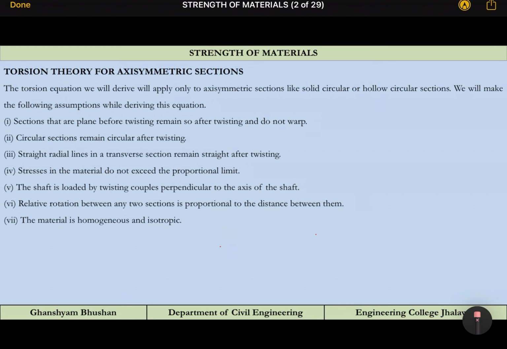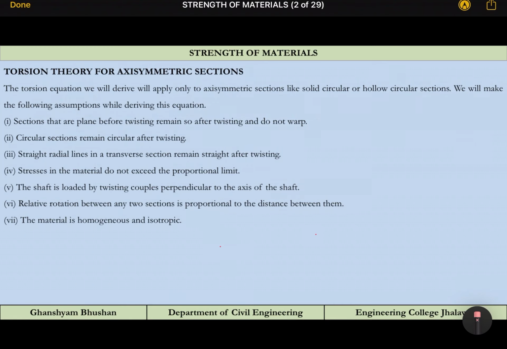Now, stresses in the material do not exceed the proportional limit. That means Hooke's law will be valid for whatever case we are going to deal with, so the stresses will be up to the proportional limit. The shaft is loaded by a twisting couple perpendicular to the axis of the shaft. We have already discussed this in the previous lecture, how the twisting comes into the picture.